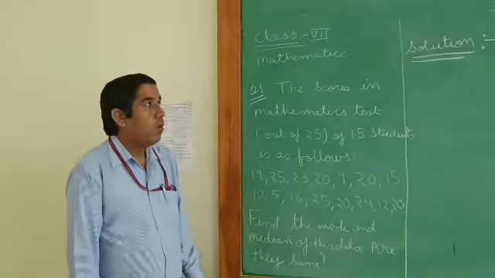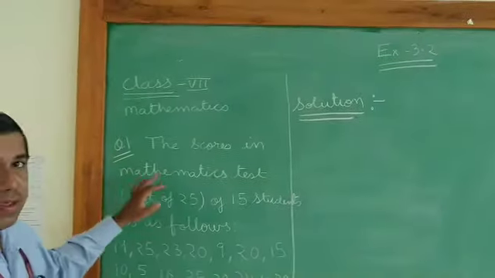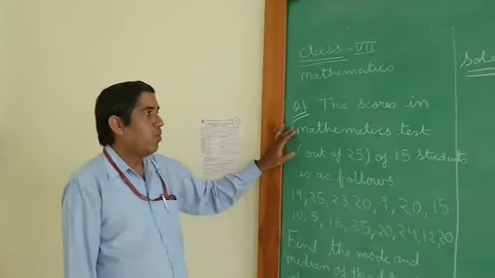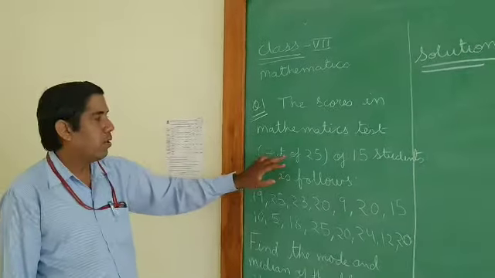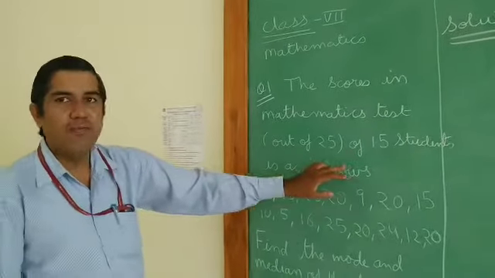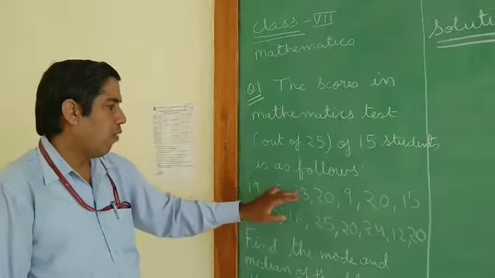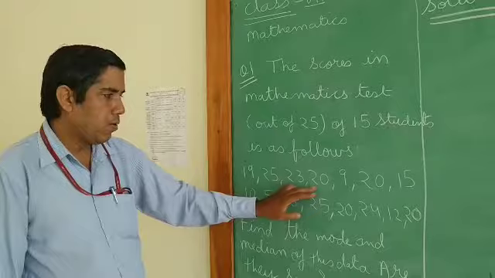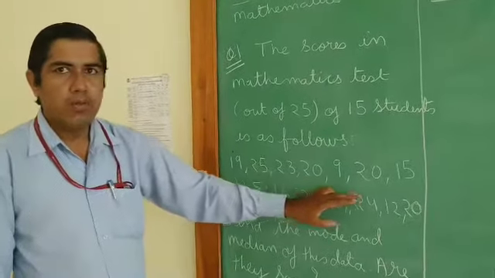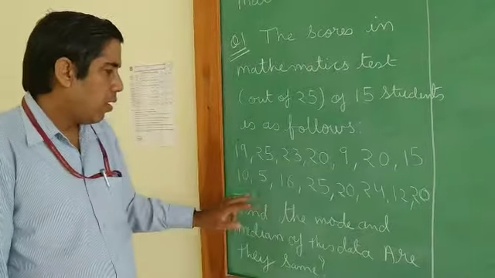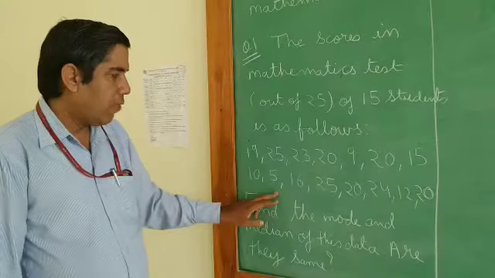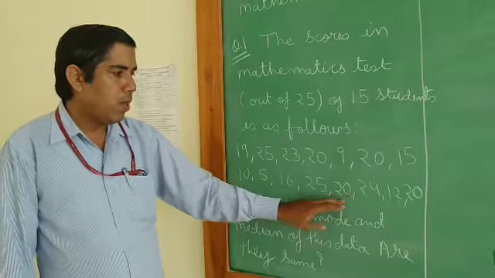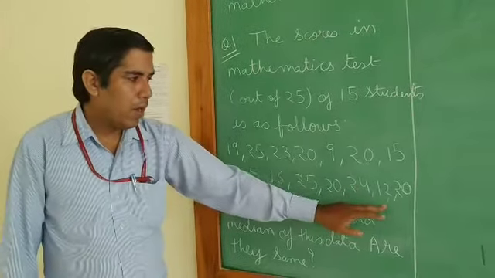Hello students, today we are going to discuss question number 1 of exercise 3.2. So you can see the question. The question is like this: the scores in a mathematics test out of 25 of 15 students is as follows. You can see here 19, 25, 23, 20, 9, 20, 15, 10, 5, 16, 25, 20, 24, 12, 20.